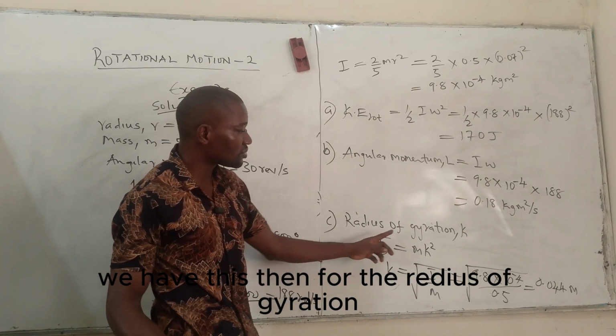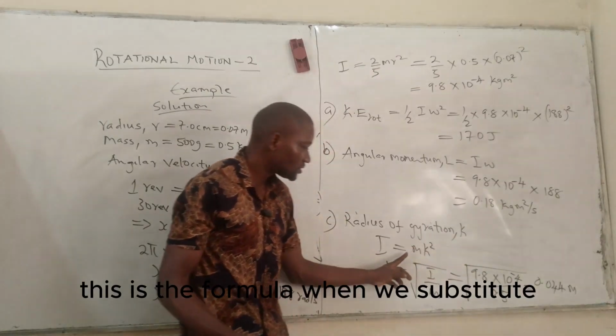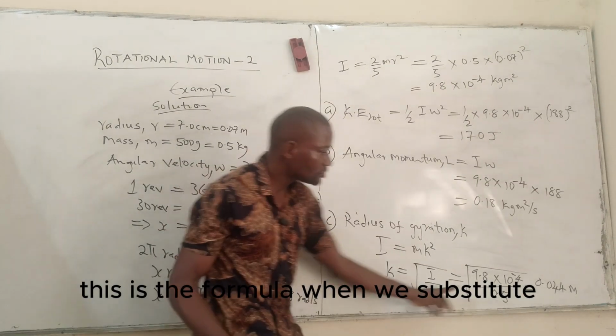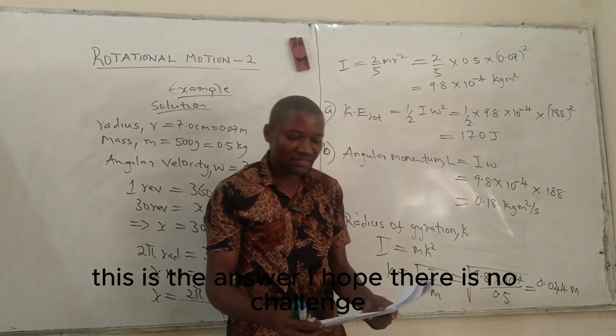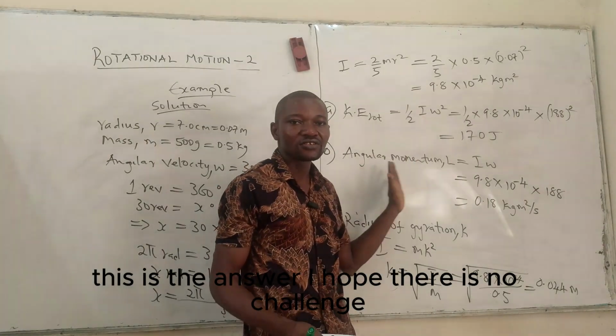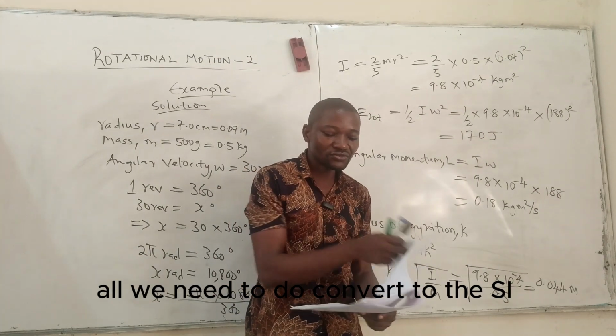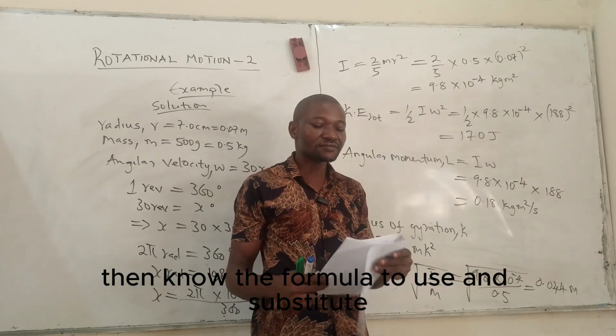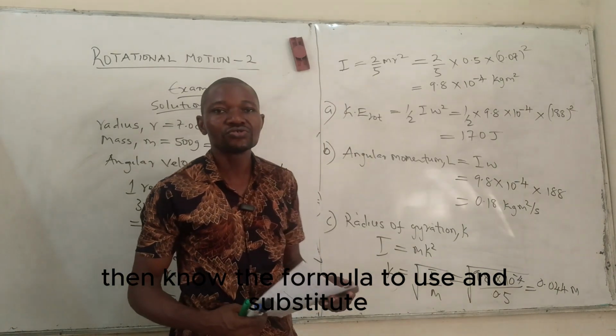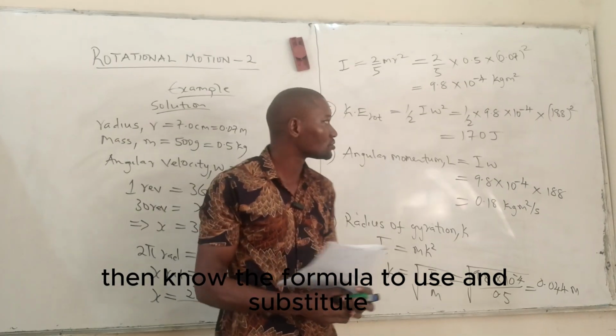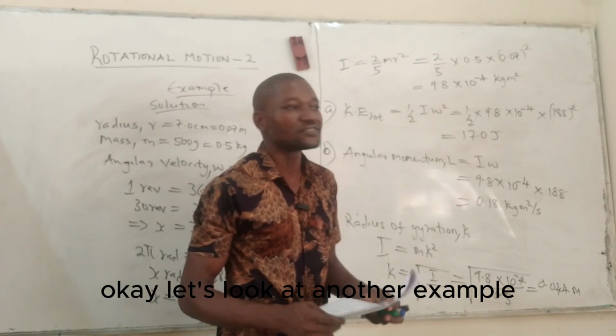Then for the radius of gyration, this is the formula. When we substitute, this is the answer. I hope there is no challenge. All we need to do is convert to the SI unit, then know the formula to use and substitute. Okay, let's look at another example.